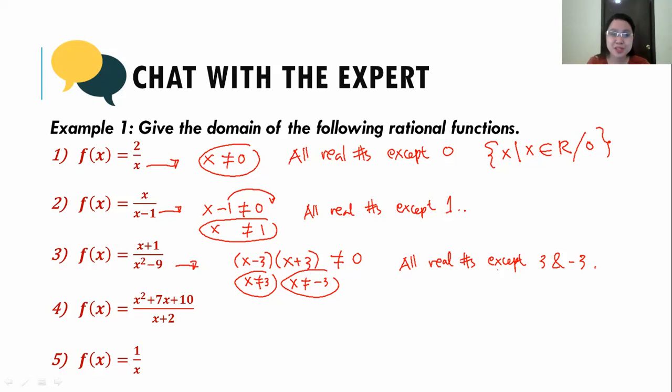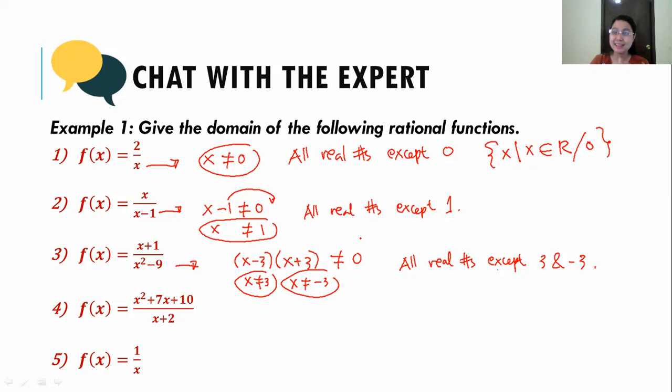Now let's go to the next part. Any questions for the domain? For sure, you can just see how the domain for number 4 and 5. It's already easy. No questions? Then again, how to solve for the domain? The denominator should never be equal to 0 or else it becomes undefined.